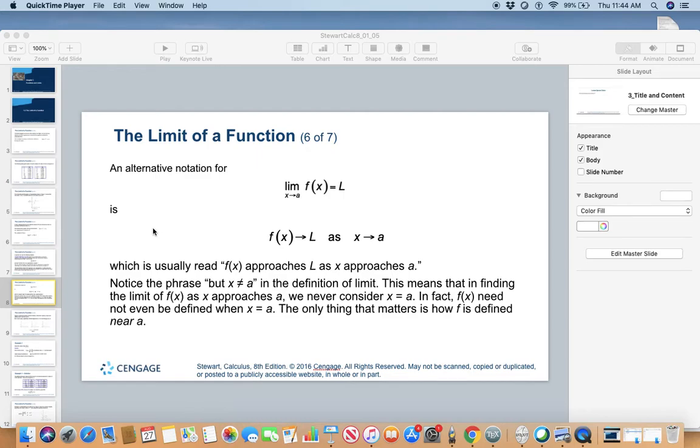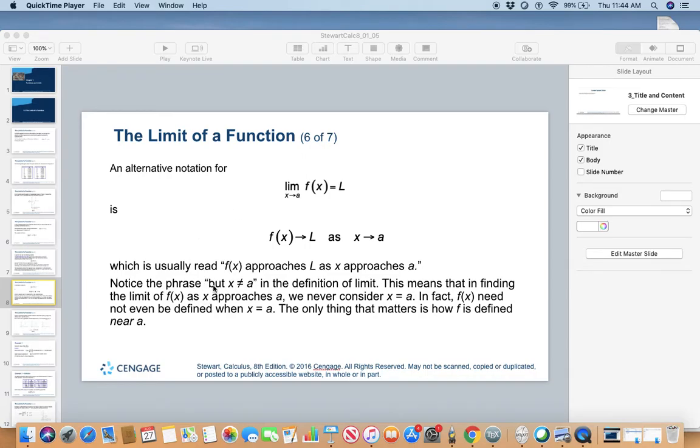Here is an alternative notation for limit. You can say limit as x approaching a of f(x) is equal to L. Another way of writing it is f(x) approaches L as x approaches a. They are both acceptable, all right? But you should be comfortable with both.